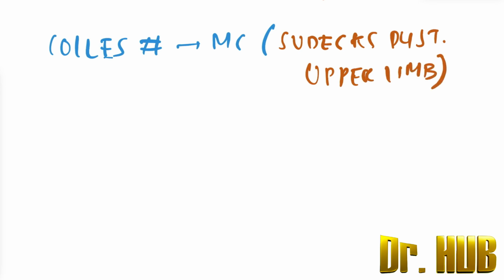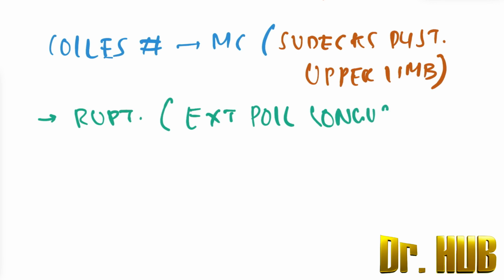And there is a rupture of the extensor pollicis longus tendon. And there can also be the carpal instability.